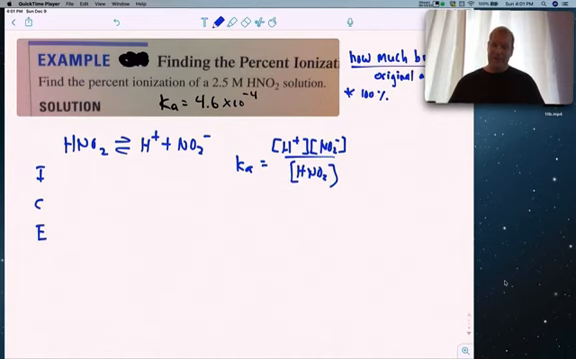Weak acids, they really stay molecular. They don't break apart very frequently. They're like the ultra clingy couple that you can't stand. And I will use this now to prove this to you.